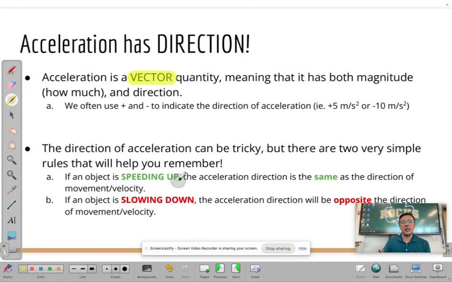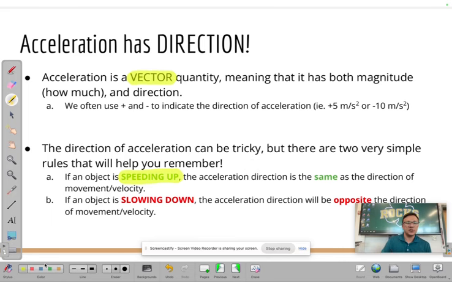So the main thing here is there's two very simple rules to follow. It's kind of one rule, but for two different situations. If the object is speeding up, the direction of the acceleration must be in the same direction as the velocity, which is the direction the object's moving. So if I'm moving north and speeding up, the direction of my acceleration is also north. Think about it like it's adding to it, right? It's speeding the object up. The acceleration must be in the same direction that the object is moving.